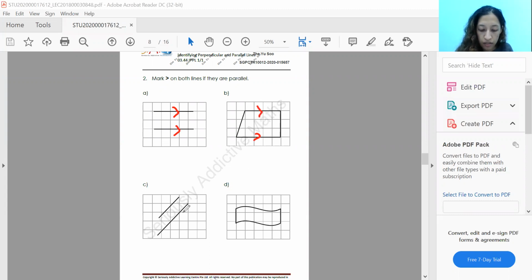And what about C? Over here and over here. Like I said, they do not have to be of the same length. They just have to be the same distance apart. And then what about D? Over here and over here.